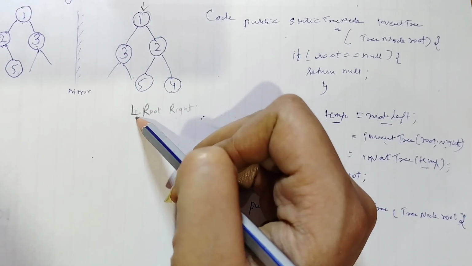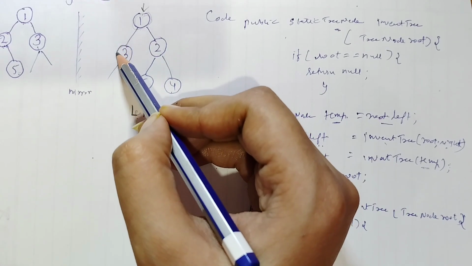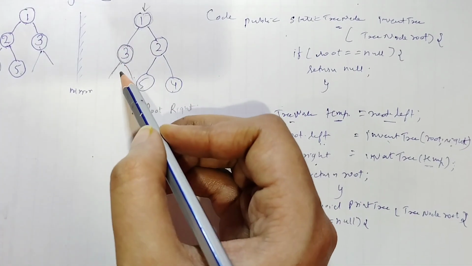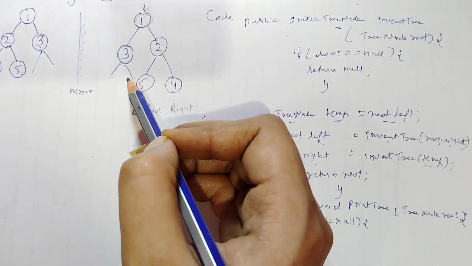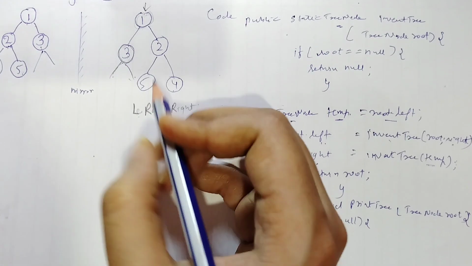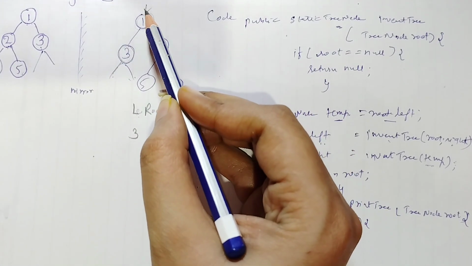Okay. So first we have to print our left node. This is the root node. We will go here. This is our left node. So till the bottom we will visit. Is 3 having any left or right child? No, we don't have. That's why we can print this 3. So this 3 will be printed. We are visiting from here.